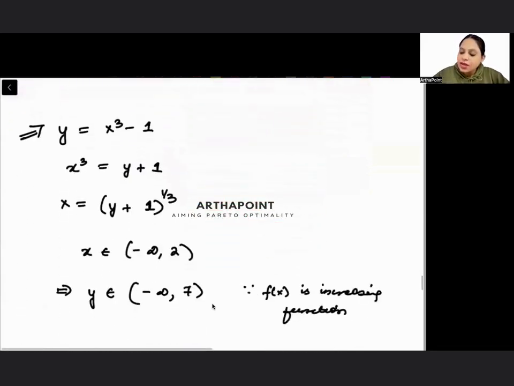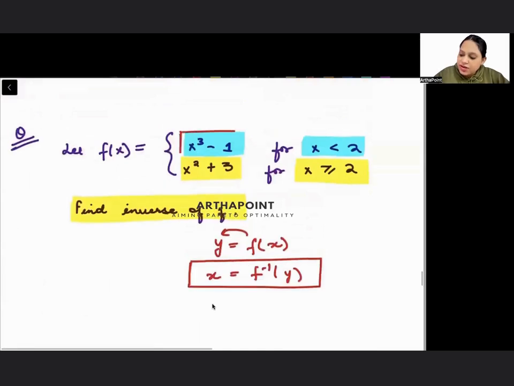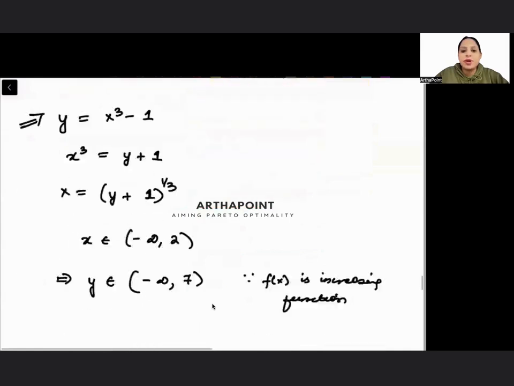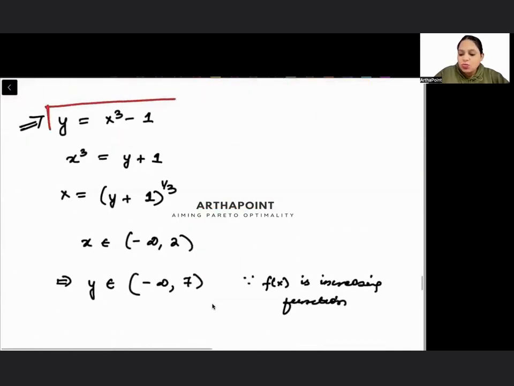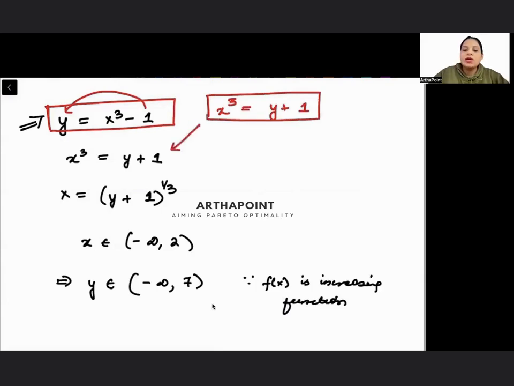So look carefully. I am first doing this part, when x is less than 2, the function is given as x cube minus 1. So y is equal to x cube minus 1. And then I am just taking 1 to the other side. So x cube will become y plus 1, right? Okay? Now beta, from here we have found the value of x. So x will become (y plus 1) to the power 1 by 3, because here there is a cube, so when this goes on the other side it will become to the power 1/3. Okay.